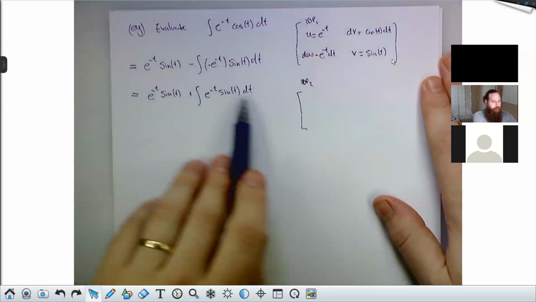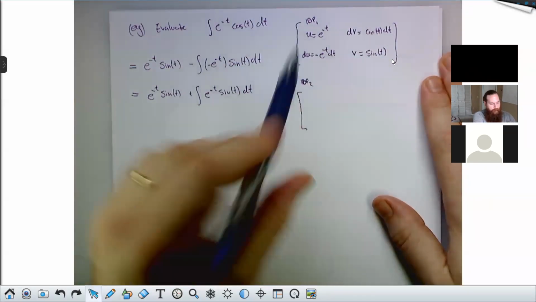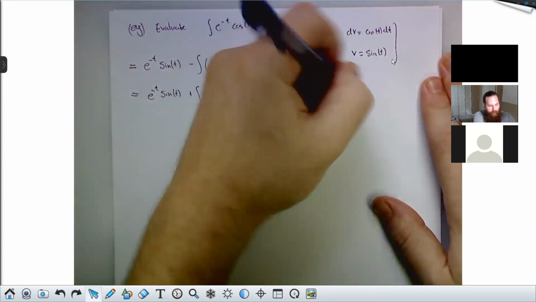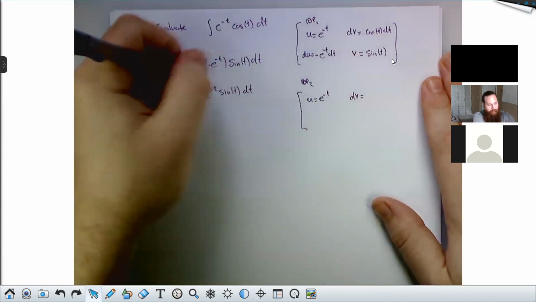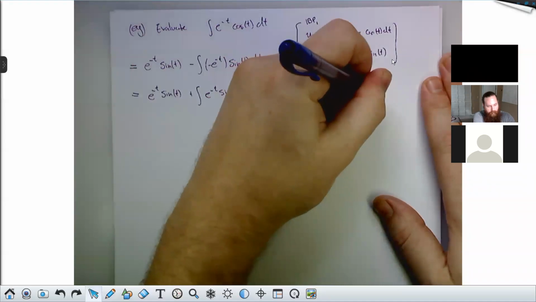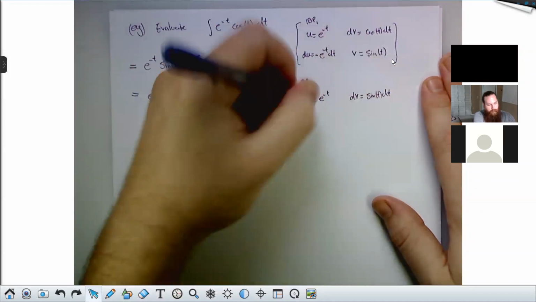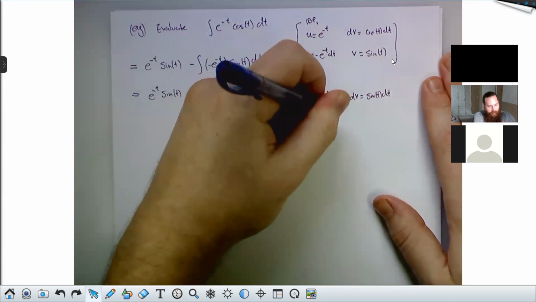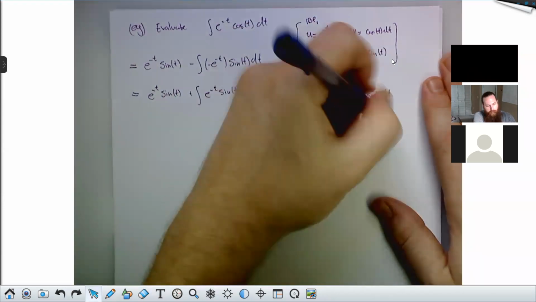I have to choose u and dv the same way, so u will still be e to the minus t. It'll be my exponential part following LIPET. And dv now will be everything else, that's sine t dt. du is minus e to the minus t dt. And v now is minus cos t.